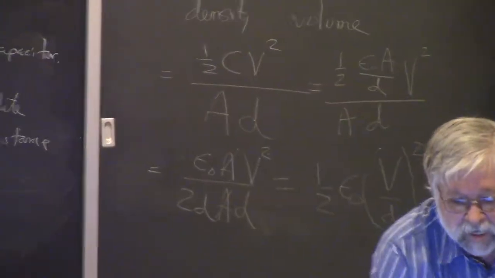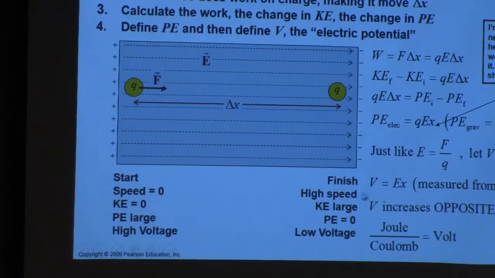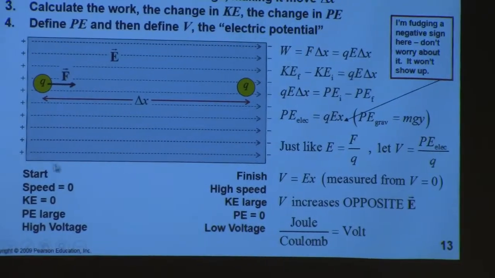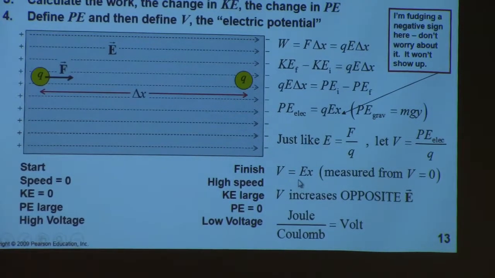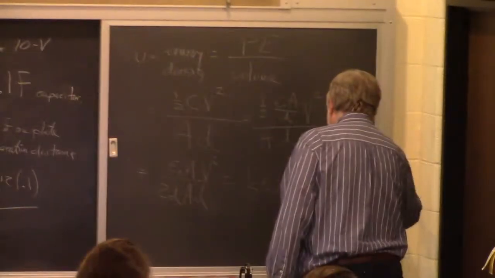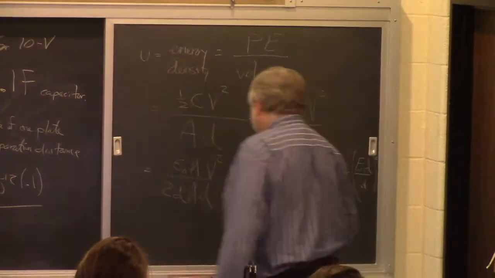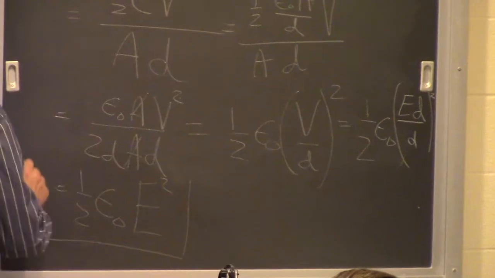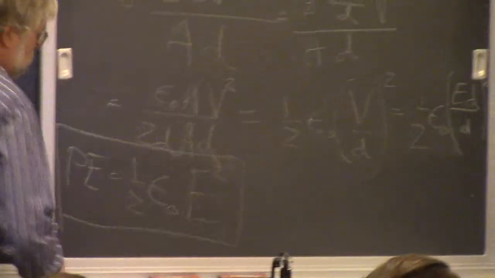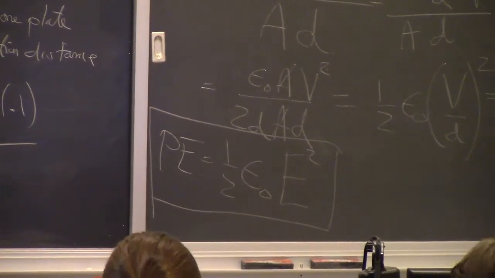Let's go one more time back to this little model that we used to develop our potential energy ideas. And you see this idea that the voltage is related to the electric field and the distance. V equals E times X. Voltage is E times the distance, so let's change voltage to be E times the distance over the distance squared. Write it down one more time. 1/2 epsilon naught E squared.